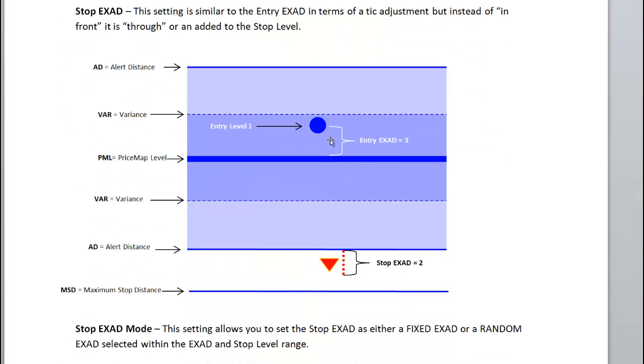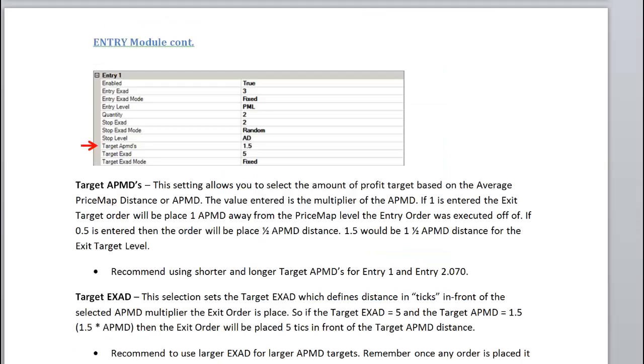So here we have our entry. We know the EXAD is 3, and now we're working on our stop. So the stop is working off the alert distance, so that's through the price map level. And we have an EXAD of 2 ticks, and it's random. So the machine's randomly going to select, is it going to be 1 tick through the alert distance, or is it going to be 2 ticks through the alert distance?